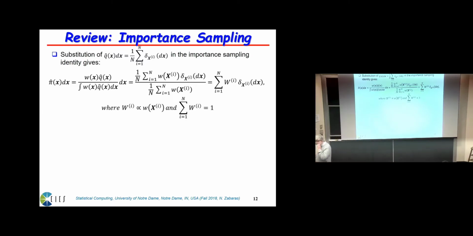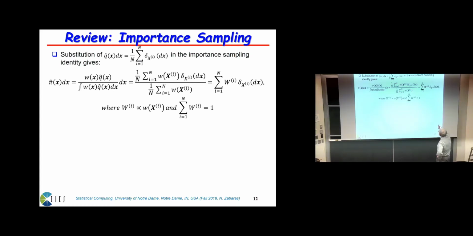Before, these delta functions had the same weights, 1 over n, but now we have w_i for each particle i. The notation we use here is capital W for the normalized weights, and little w for the unnormalized weights, so little w divided by the summation of all the w's gives capital W.